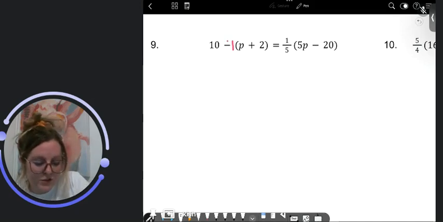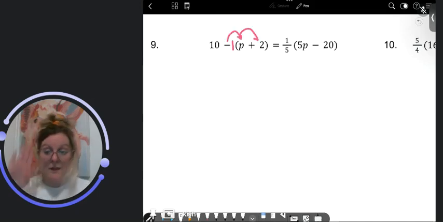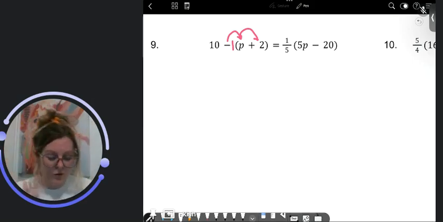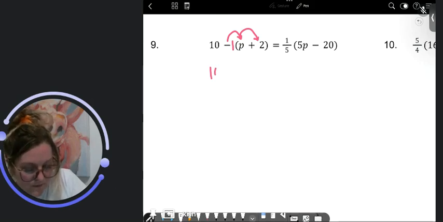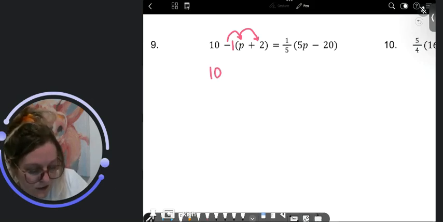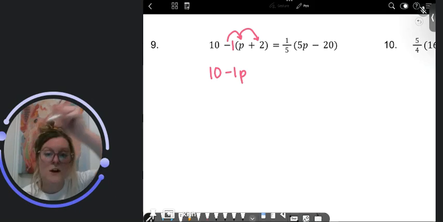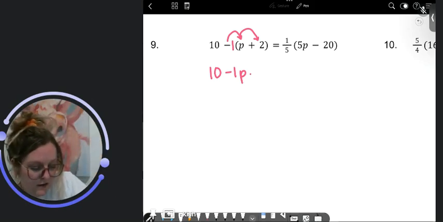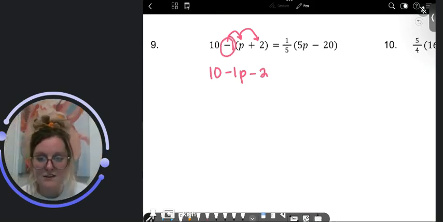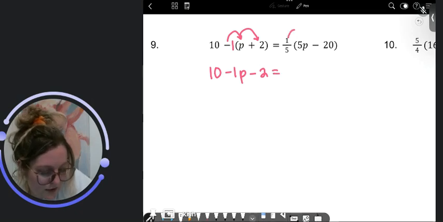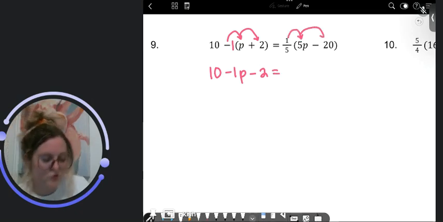We are going to distribute the -1, not the 10. The 10 is by himself. He is not involved in this. We are going to bring down the 10 and then multiply. -1 times P is -1P. If you just want to write -P, that's okay too. And then -1 times 2 is a -2. Again, the most common mistake I see is people forget to multiply by the negative. So don't let that be you. Okay, and then that is equal to, on the right side, we are also going to distribute.